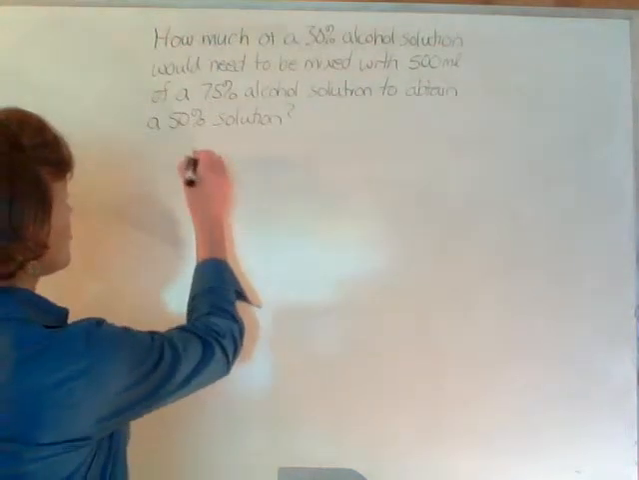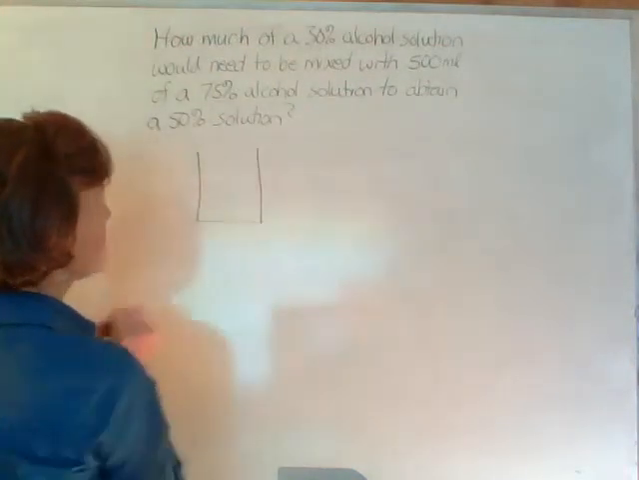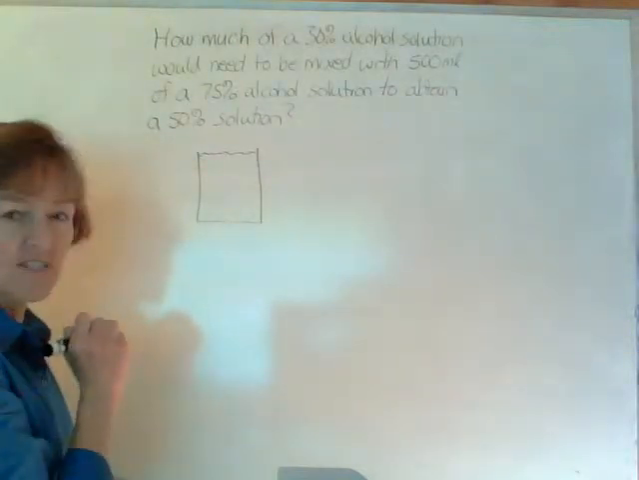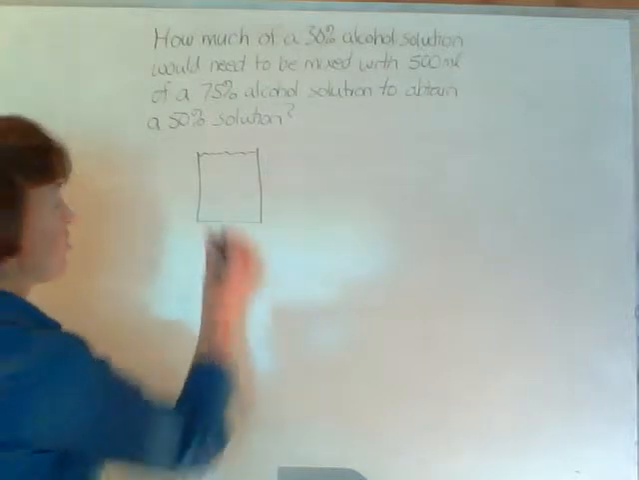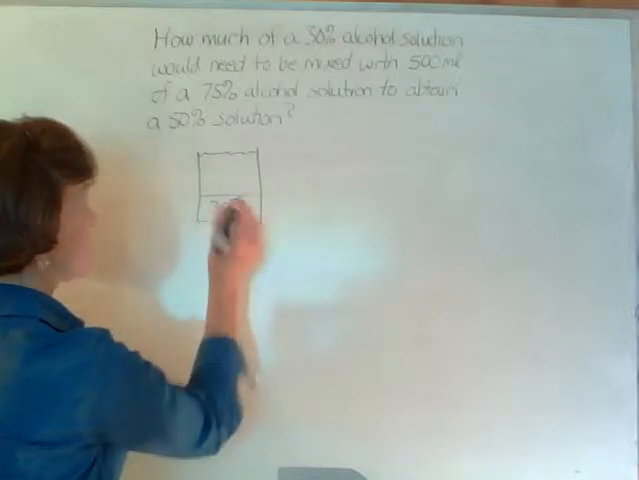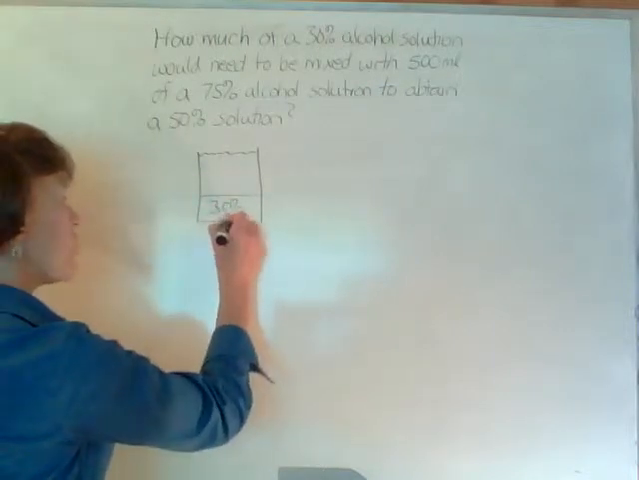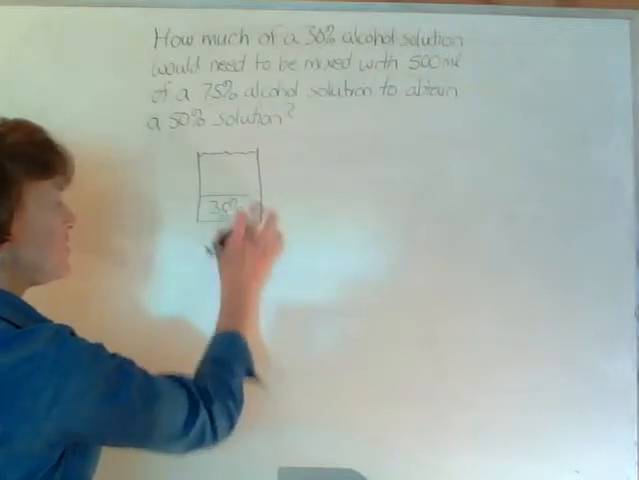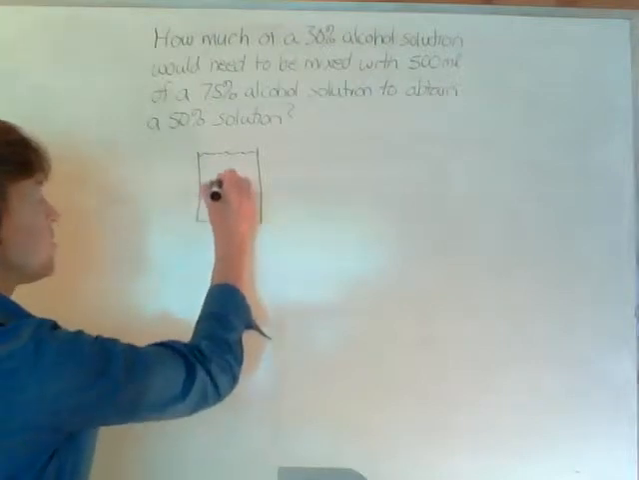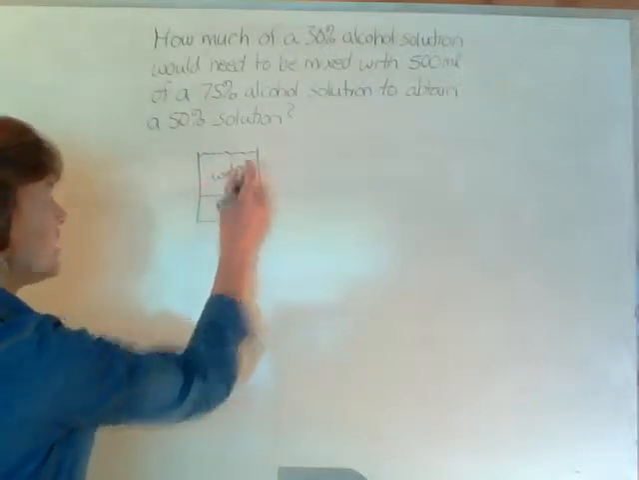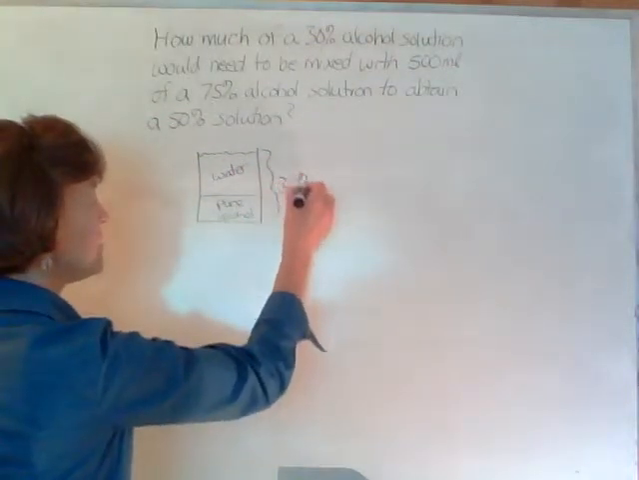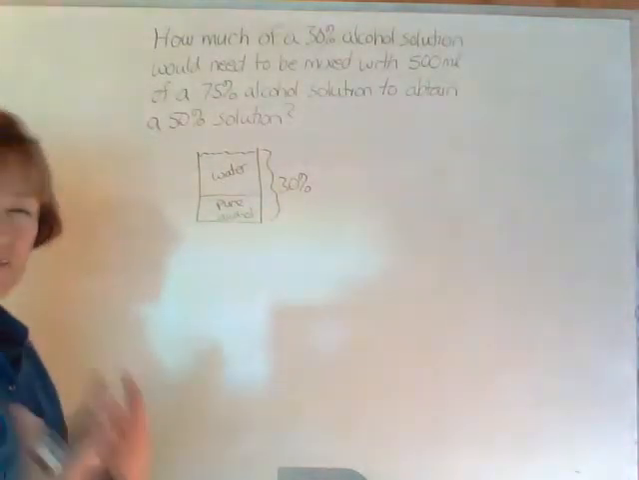A 30% alcohol solution would be like having a container, we'll say it's full, and 30% of what's in that container is alcohol. That's about a third. Okay? It's a 30%. So this part is pure alcohol. I won't put the 30 there because that confuses you, but this part is pure alcohol. This part is water. And when you mix the two, you end up with a 30% alcohol solution. That's what that means.